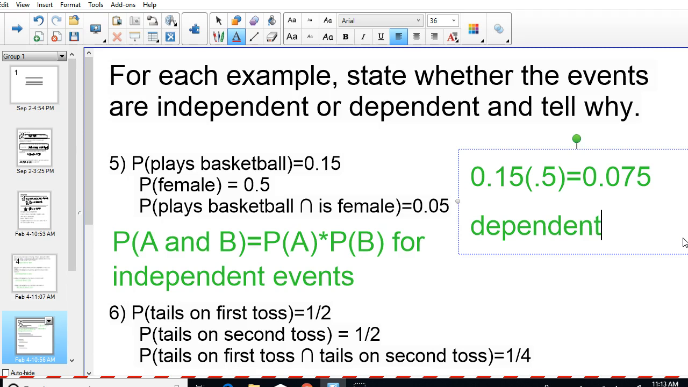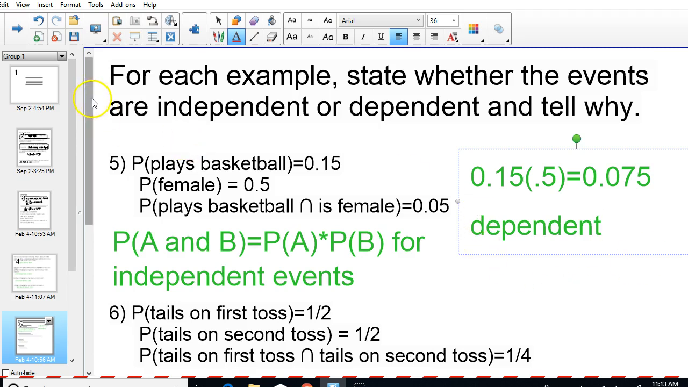If you're looking for the probability of basketball and female, it's not going to be the same. Those are not independent events, because if you do play basketball, you're more likely to be male out of that crowd. So that could be the reason that those might be dependent events.